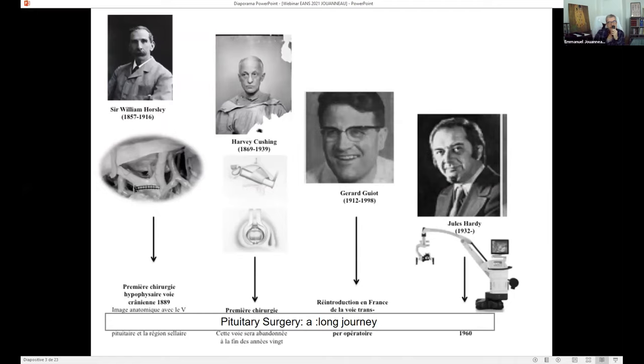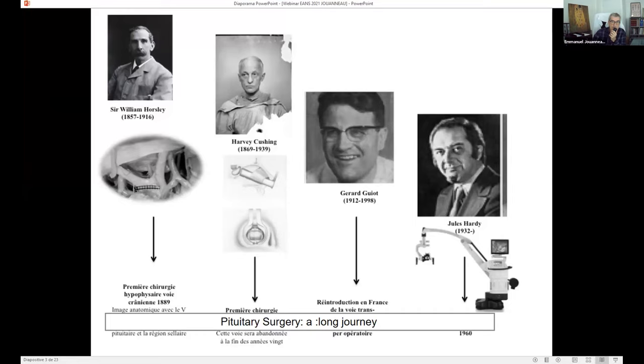The first attempt to remove a pituitary tumor was in the late 1890s with Sir William Horsley. He was the first British neurosurgeon. And it was a great success for this period of time because the patients had only a biopsy and survived 2 weeks.